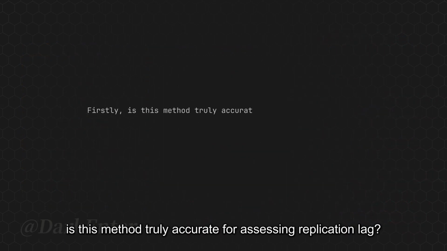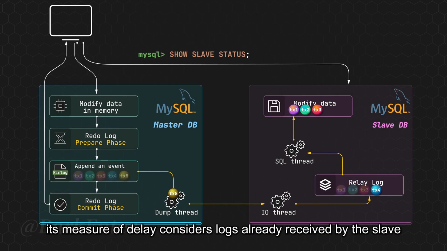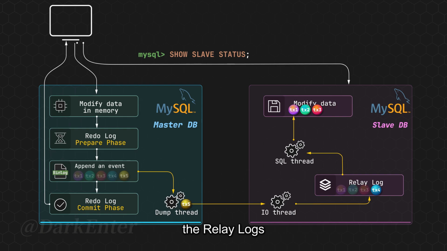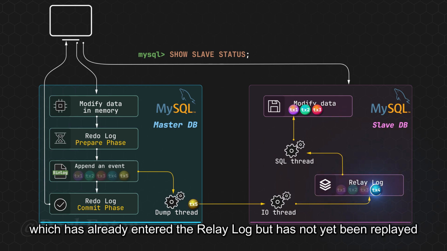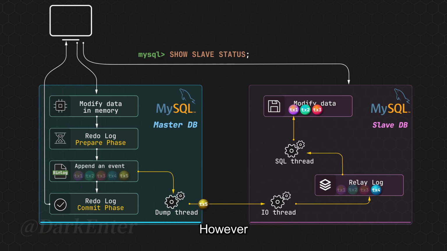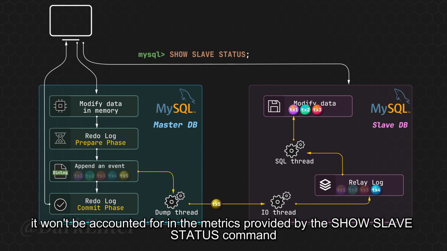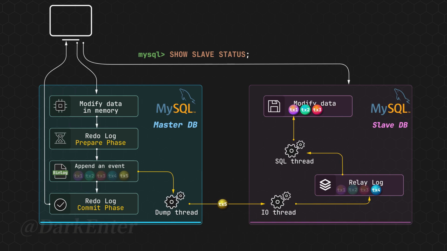Firstly, is this method truly accurate for assessing replication lag? Revisiting the show slave status command, its measure of delay considers logs already received by the slave, the relay logs. For instance, a transaction named TX4, which has already entered the relay log but has not yet been replayed, would be correctly identified as being in a delayed state. However, if the log sent from the primary database hasn't been received by the secondary database, it won't be accounted for in the metrics provided by the show slave status command. This is the case for TX5, which is still in transit.